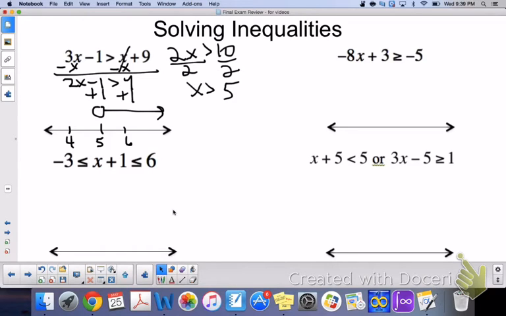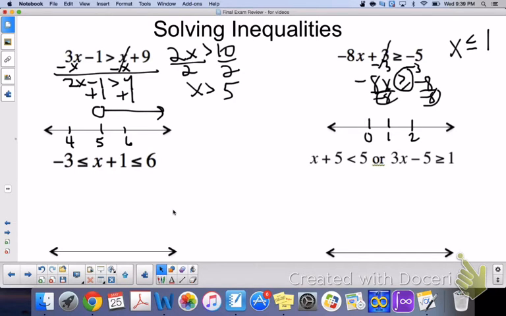Okay. The next one, I am going to first subtract the 3. I am left with negative 8x is greater than or equal to negative 8. Divide by negative 8. Because I'm dividing both sides by a negative, I have to flip the inequality to become x less than or equal to. Negative 8 divided by negative 8 is 1. So I put 1 on my number line. Less than or equal to, it's closed circle, and less than goes to the left.